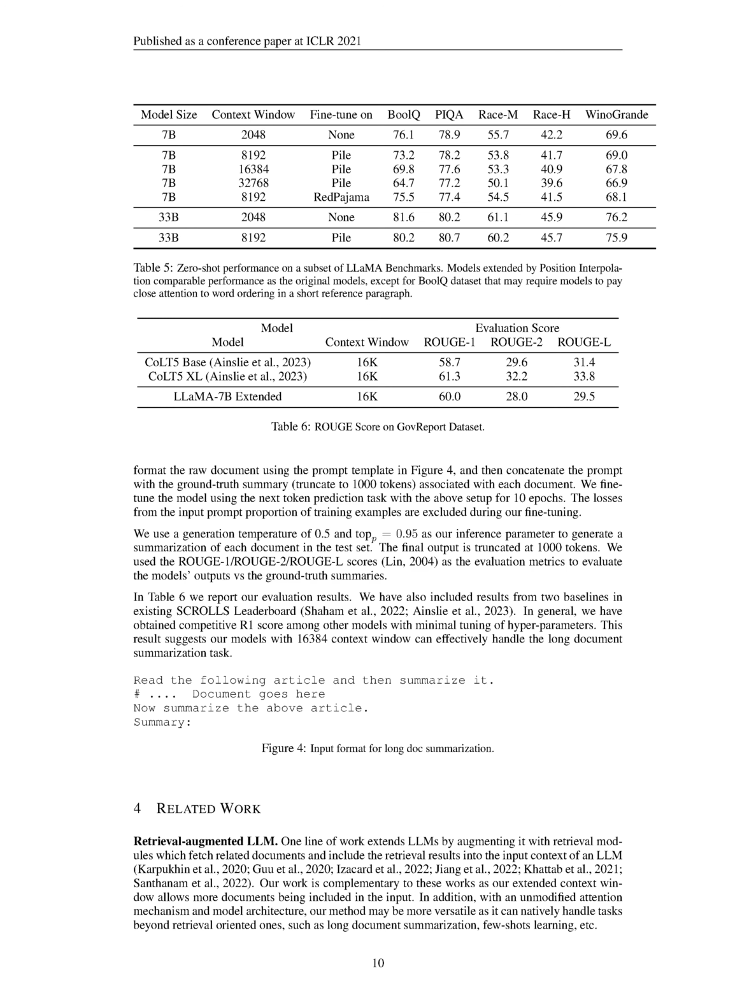Additionally, we've compared our outcomes with those from 2 baseline models in the existing Scrolls leaderboard. Overall, our models, with a context window of 16,384, yield competitive R1 scores with very minimal hyperparameter tuning. This implies that our models can effectively handle the task of long document summarization.